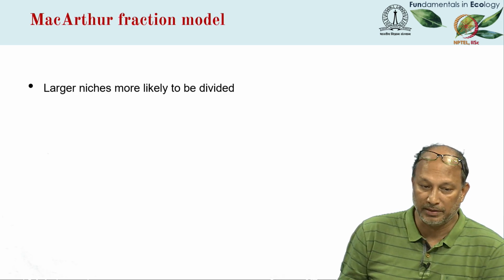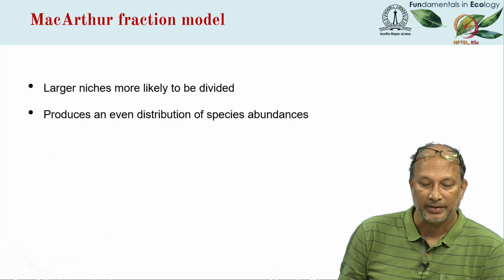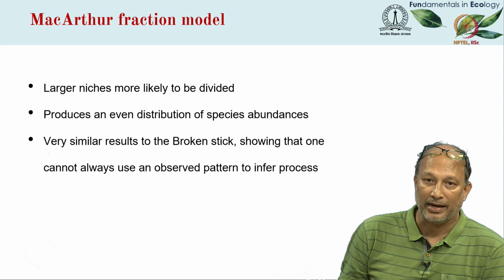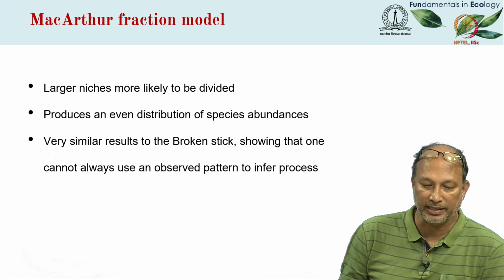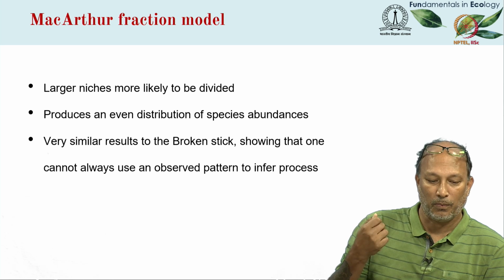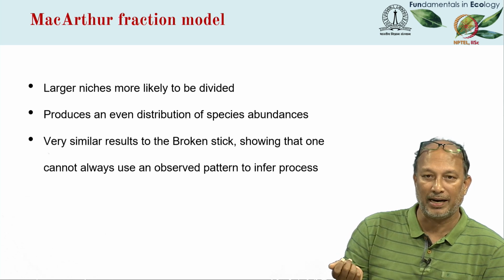In the MacArthur fraction model, larger niches are more likely to be divided, which therefore produces a more even distribution of species abundances, and is conceptually very similar to the broken stick, showing that one cannot always use an observed pattern to infer process.